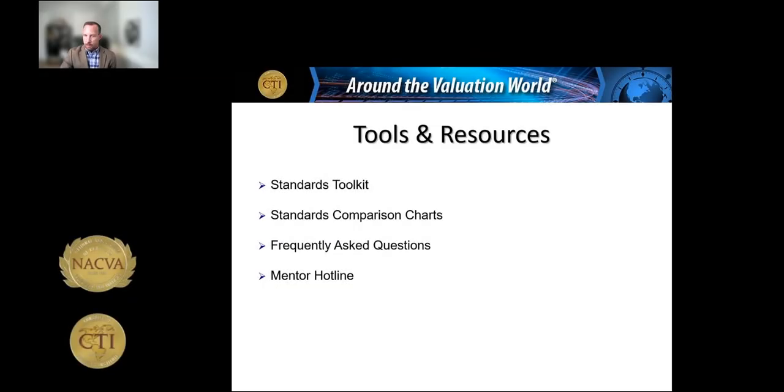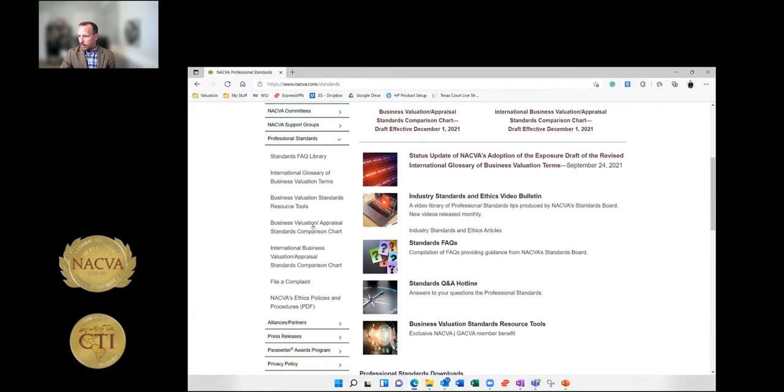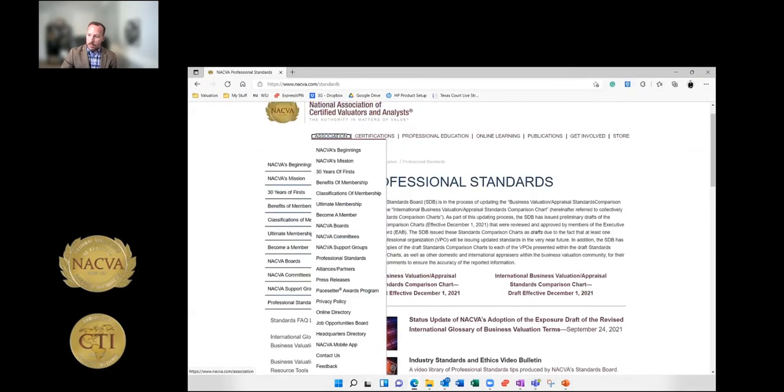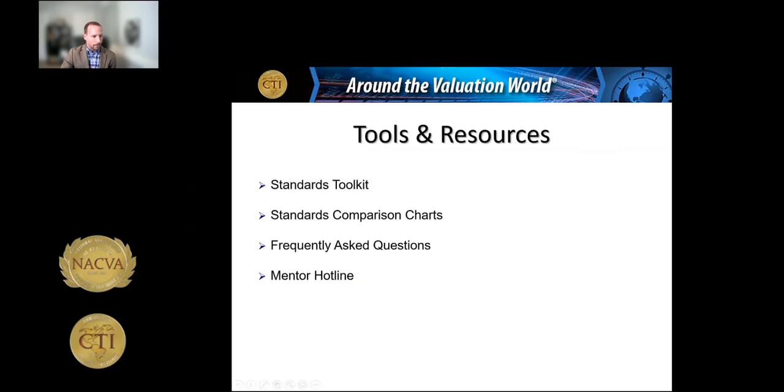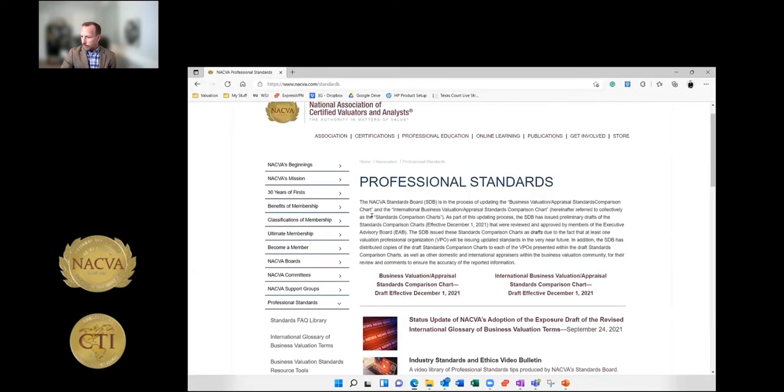But today, some of the tools and resources I wanted to make sure that members are very aware of and know how to find. If you go to the NACVA website, you go under Association, and then underneath Professional Standards, that'll take you directly to this screen here.